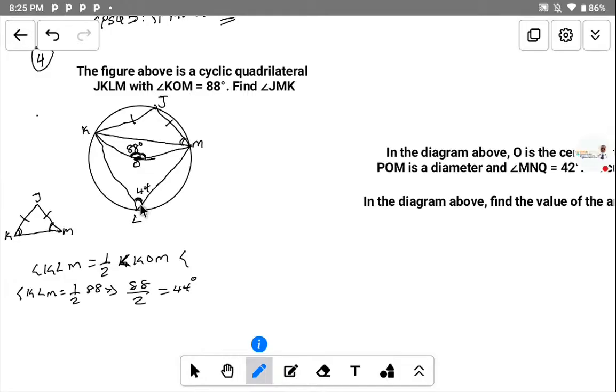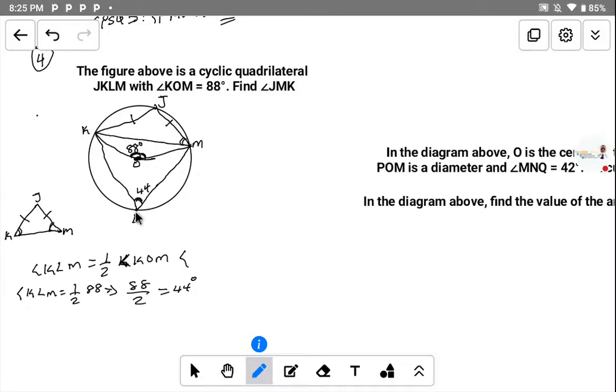Now, with the help of this angle, you can find angle J easily, and if you get angle J, definitely you will get this angle we have here as angle M. Are we getting that? Now, how do we attempt to solve that?